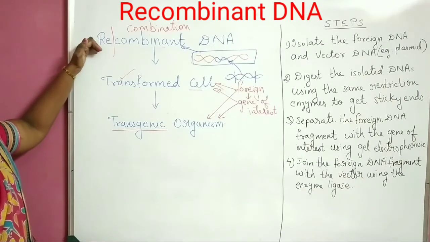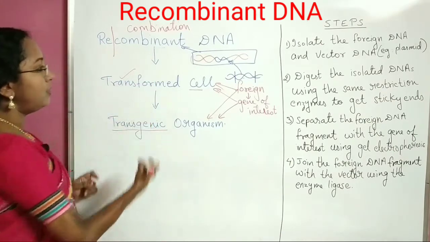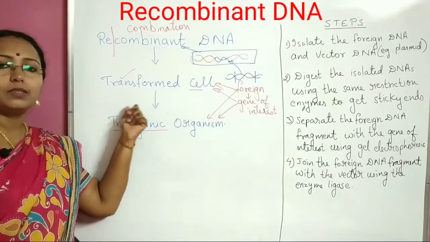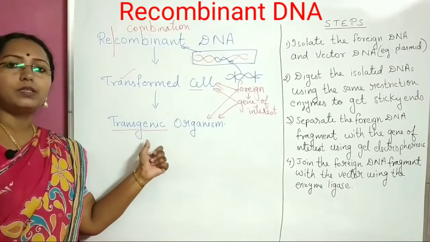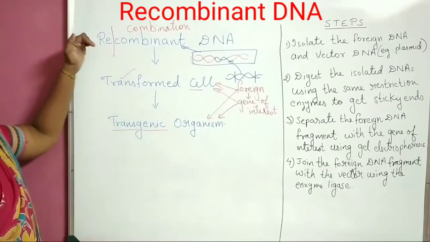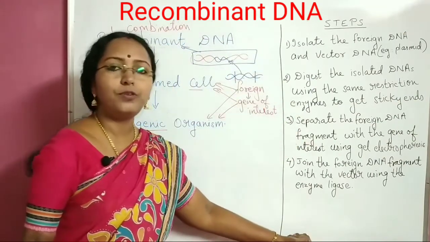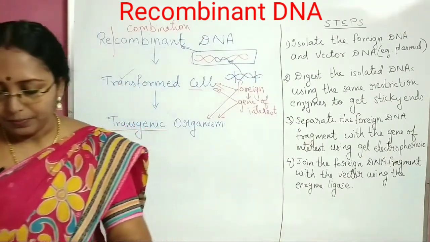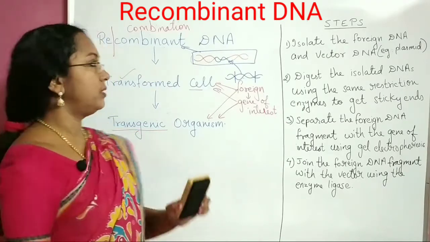If it is with respect to a molecule, I call it a recombinant molecule. If it is with respect to a cell, I use the word transformed. If it is with an organism, I use the word transgenic. The meaning is the same. So to produce a recombinant DNA, what are the steps that we are going to follow? That is the essence of today's session. Let's see the steps one after the other.